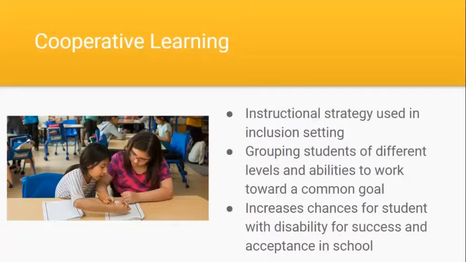So this is usually done in an inclusive setting, which means that the child who has intellectual disability will not get pulled out of the class. They will get their special education services in their general education classroom. And they will be grouped with their general education classmates to work on the same assignment toward a common goal. This usually helps increase their chances of student success. It helps their social development skills. And it also helps general education students gain a better understanding of intellectual disability and acceptance towards it.